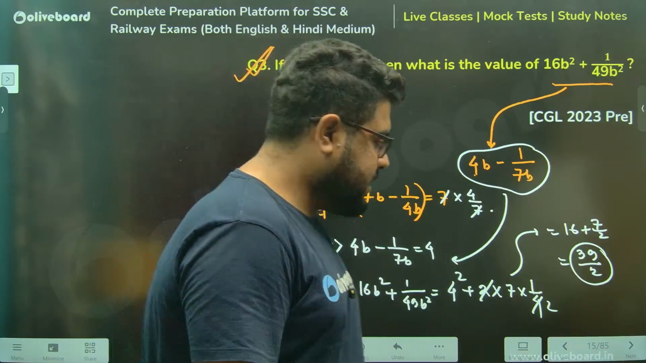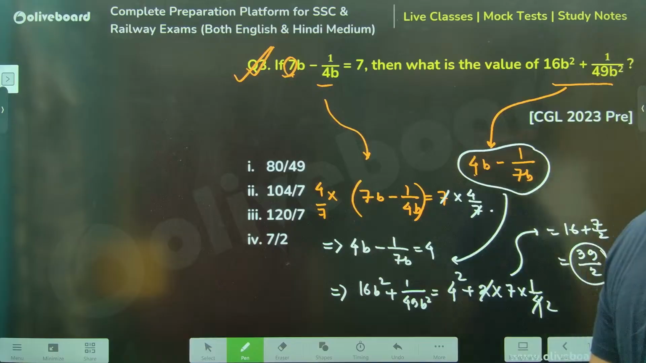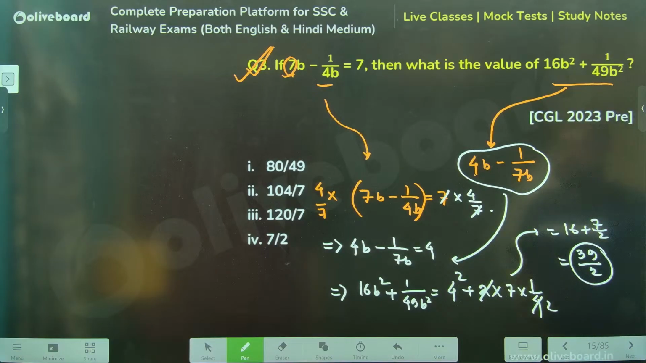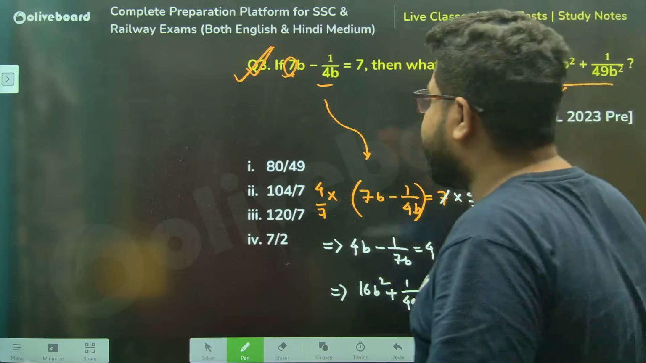Option is not matching. Did I do something wrong? Wait, one second. What have I done wrong? Something I have done wrong, sir. Oh man, see how foolish I am.